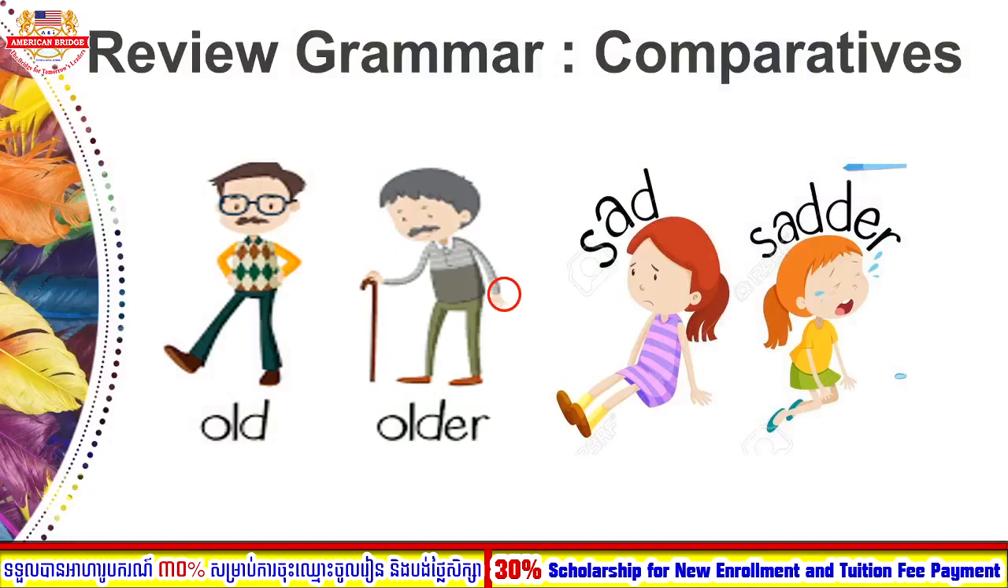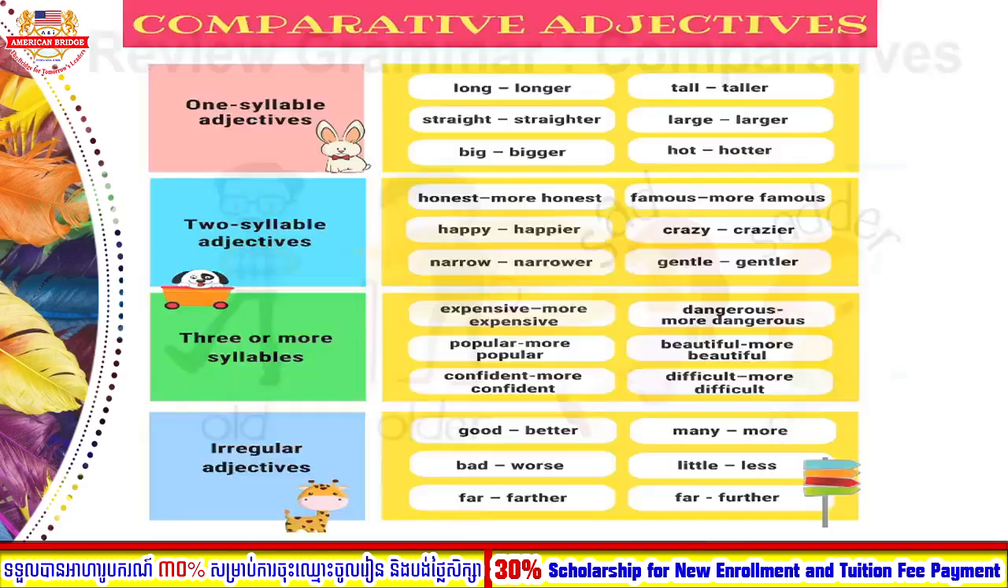Okay, so today teacher wants you to review the grammar that we talked about: comparative, right? As you know already, we use comparative to compare one thing to another thing, or one person to another person, right? Look like this one also: old, we need to change it to older; sad, we need to say sadder, right? Okay, so now let's move to the next one.